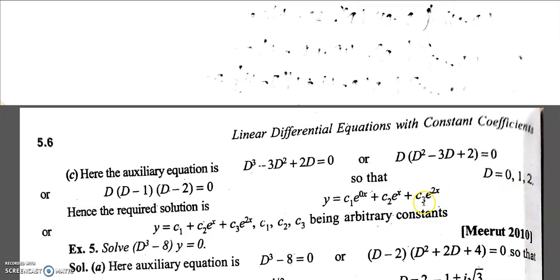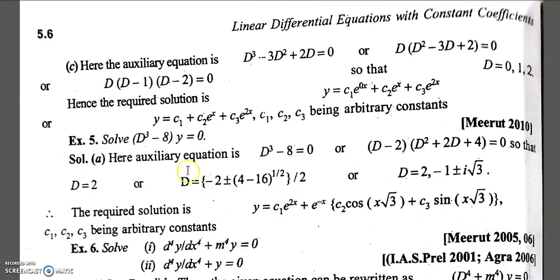So how do we write the general solution? c1 e^(0x) + c2 e^x + c3 e^(2x), right? So the general solution is y = c1 + c2 e^x + c3 e^(2x), where c1, c2, c3 are arbitrary constants. Okay. Next, you need to solve (D^3 - 8) y = 0.